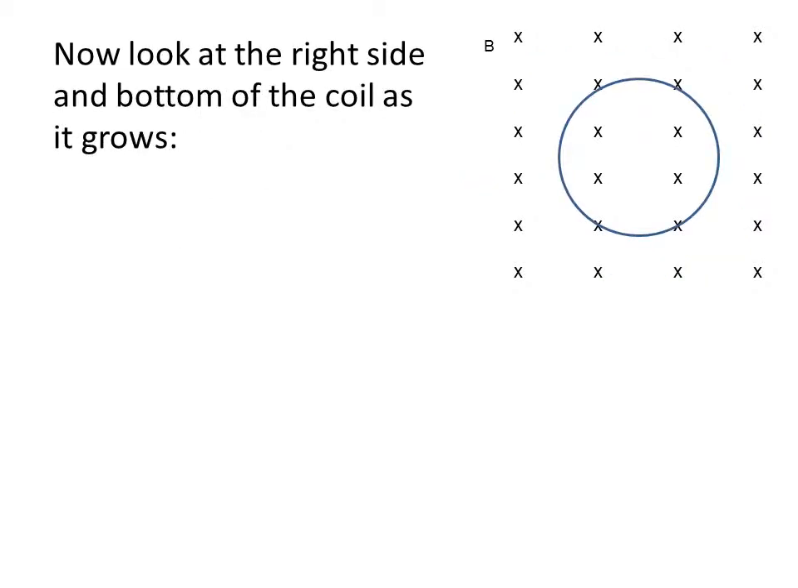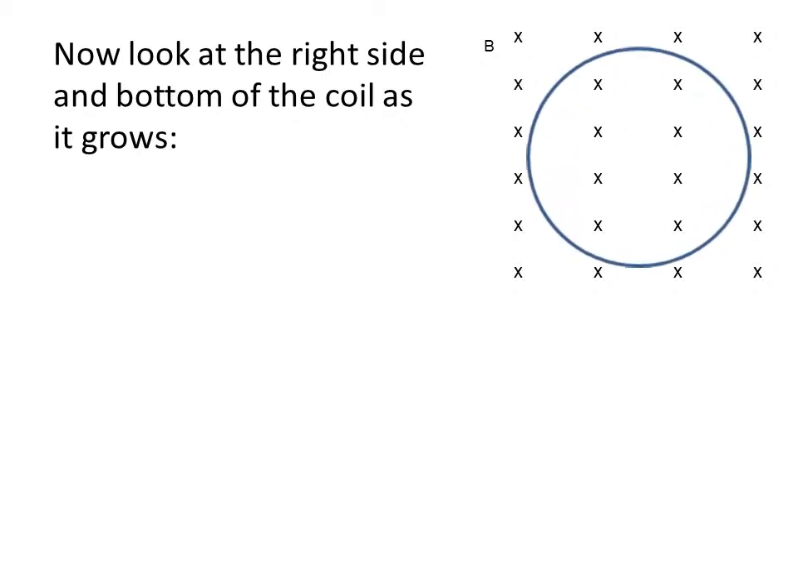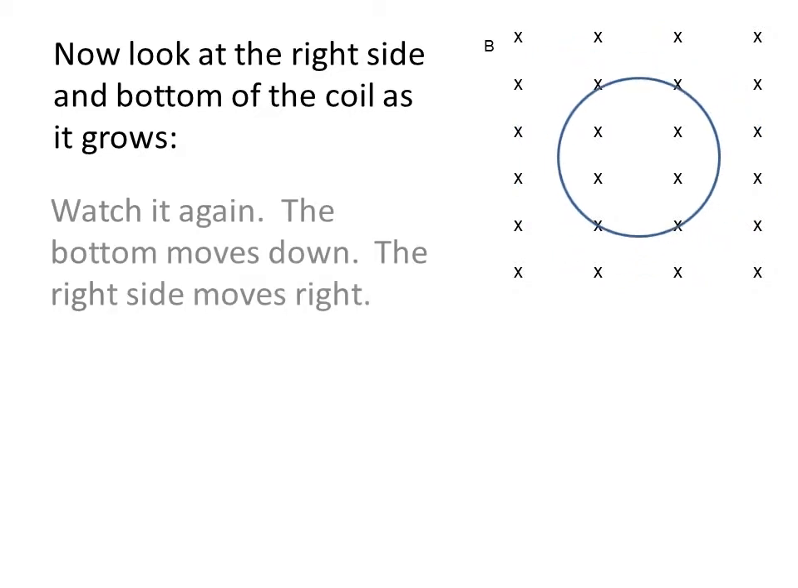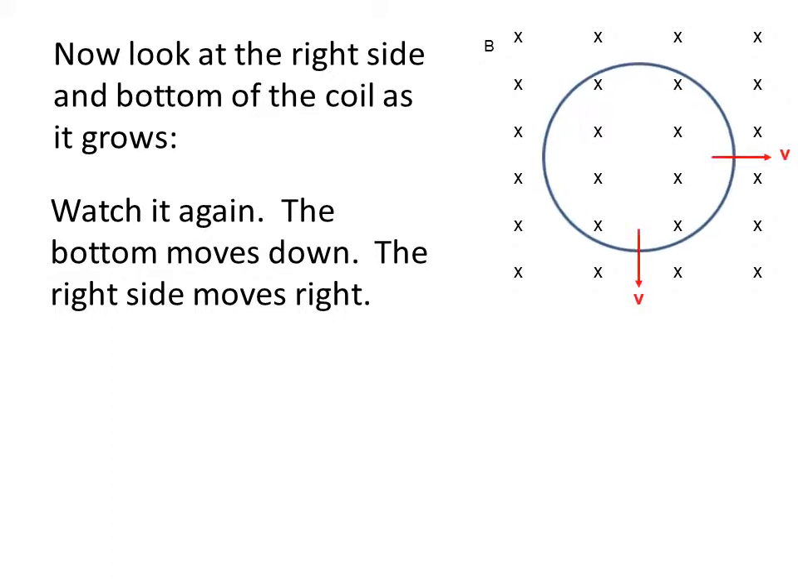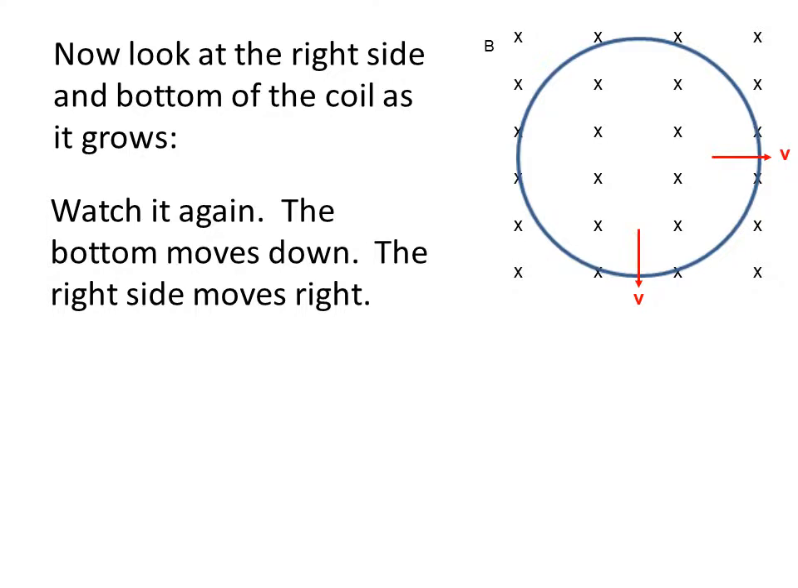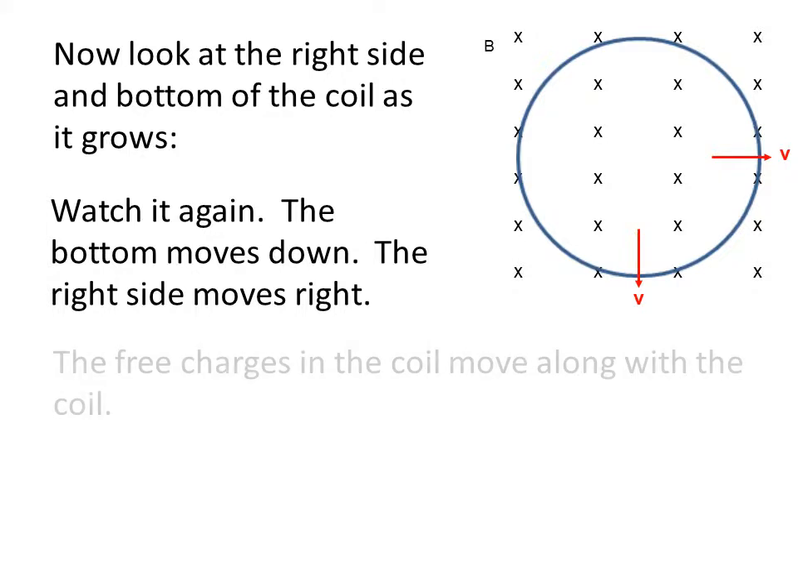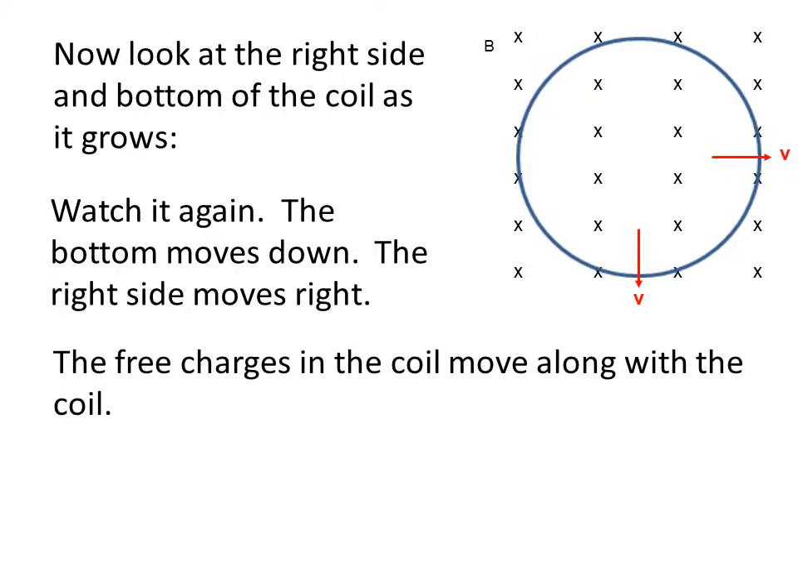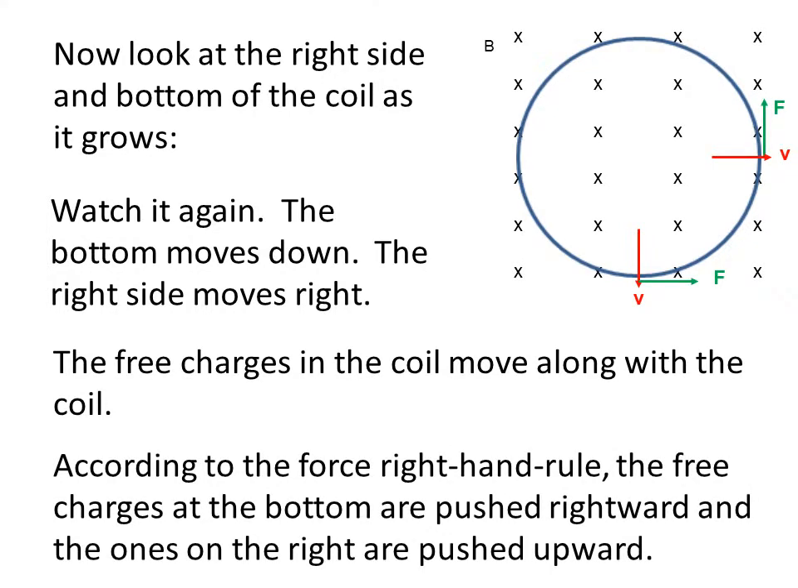Now look at the right side of the coil and the bottom of the coil as the coil grows. If you watch it again, you can see that the bottom of the coil moves down and the right side of the coil moves to the right. The free charges move along with the coil. So the free charges in the bottom of the coil moving down should be pushed to the right, and the free charges on the right side of the coil moving to the right should be pushed up.